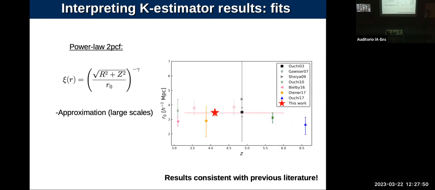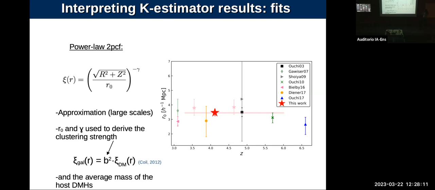in the literature. So clustering or correlation length, if you want, as a function of redshift. The big star is the result I just showed you. And the other data points are the previous studies of clustering of Lyman-alpha emitters. And you see that they all fall basically on the same line. So our results are also consistent.